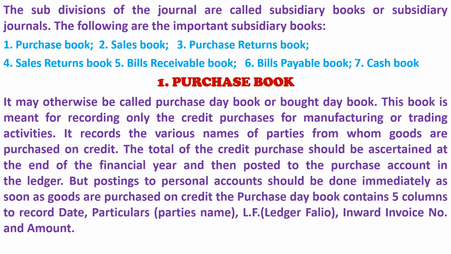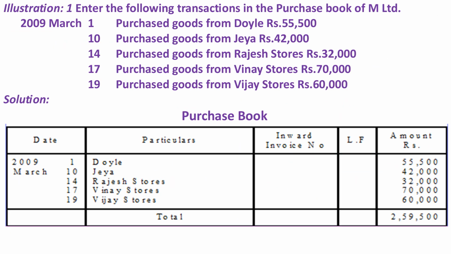The purchase day book contains 5 columns to record date, particulars, party's name, LF (ledger folio), inward invoice number and amount. Illustration 1. Enter the following transactions in the purchase book of M Limited. Purchase book is presented here.